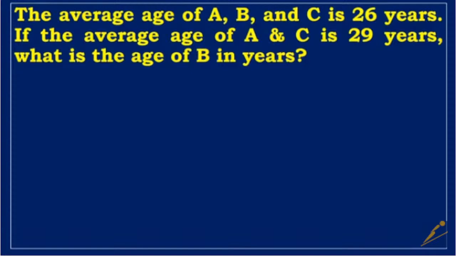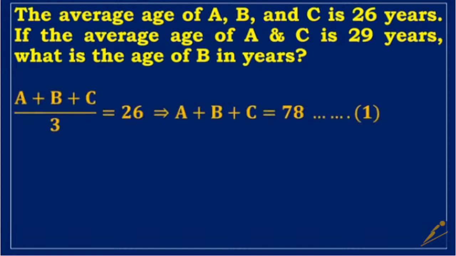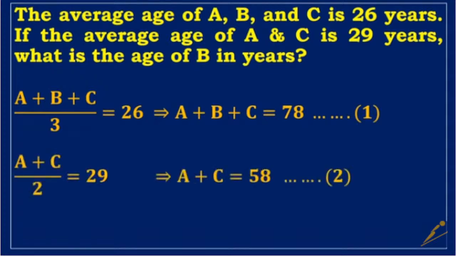The average age of A, B, and C is 26 years. If the average age of A and C is 29 years, what is the age of B in years? We can use the information provided to set up an equation to find the age of B. Since the average age of A, B, and C is 26 years, we know that the age of A plus the age of B plus the age of C divided by 3 is equal to 26. Also, the average age of A and C is 29 years. We know that the age of A plus the age of C divided by 2 is 29.